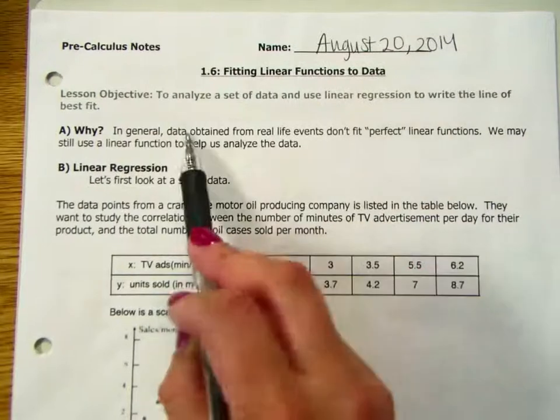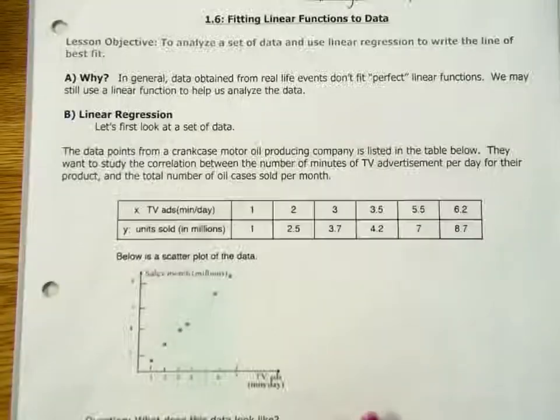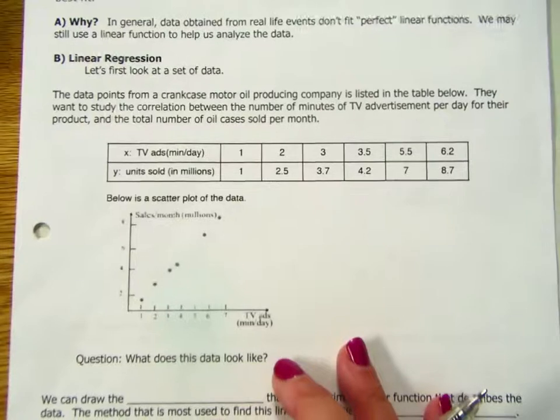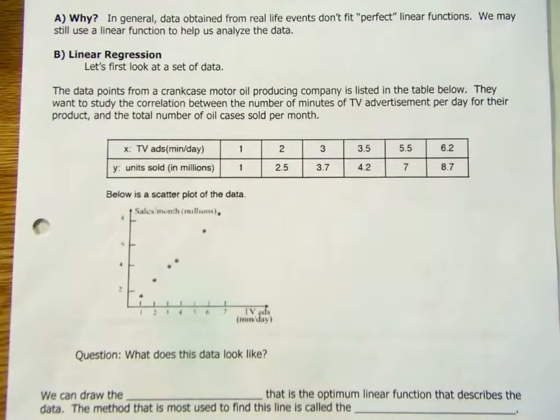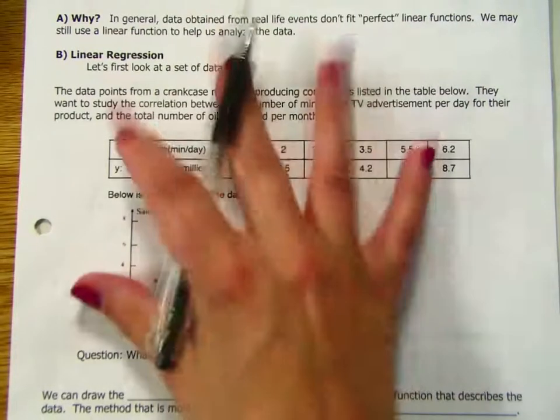All right. Let's look at taking a linear function and trying to fit it to a set of data, which is what we're looking at today. So here's the why. In general, data obtained from real-life events don't fit perfect linear functions, but we might still use a linear function to help us analyze this data. What we call linear regression is the method that we use to get a linear function to fit a set of data, okay? So let's just look at an example here.